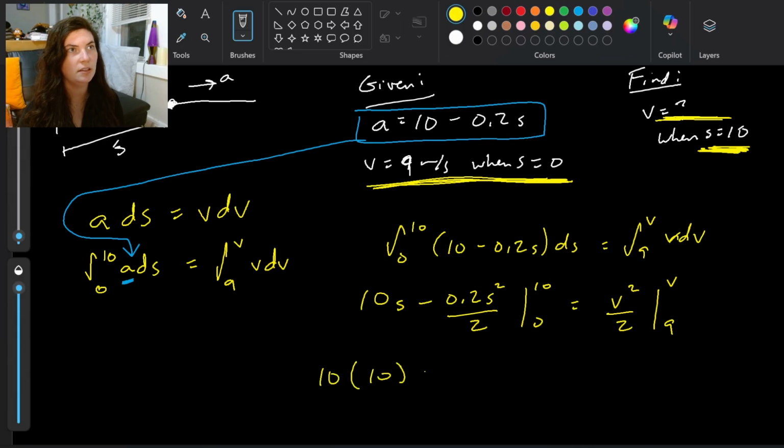10 times 10 minus 0. Well, I can simplify this to 0.1 from 0.2 over 2. 0.1 times 10 squared minus, and then I plug in my zeros, but that makes everything 0 here. And I can do the right side of my equation, v squared over 2 minus 9 squared over 2.